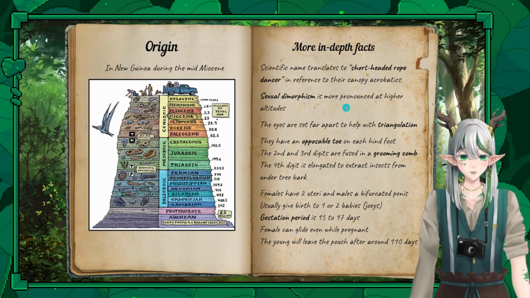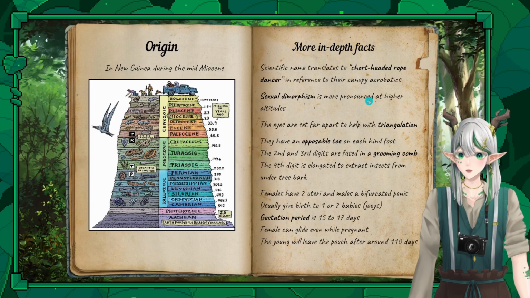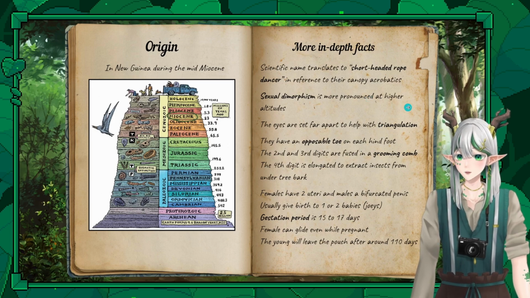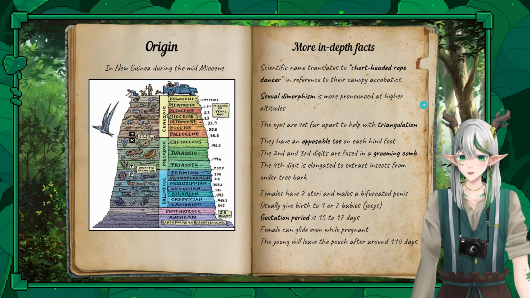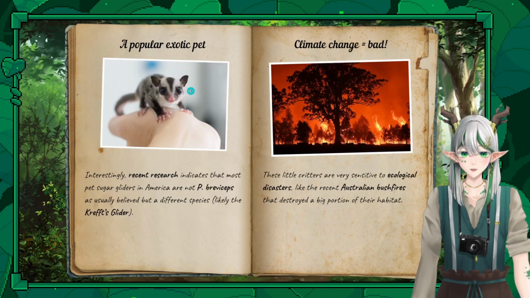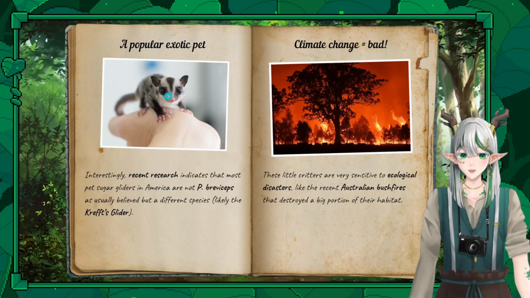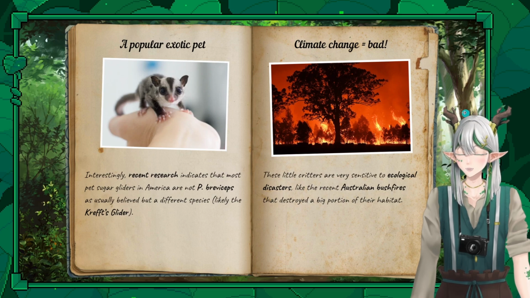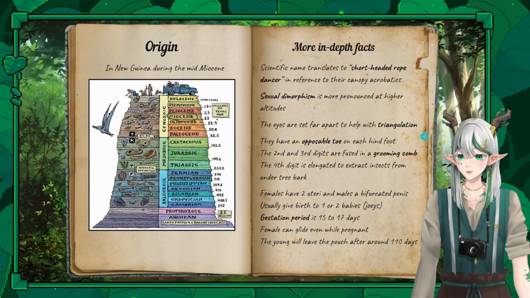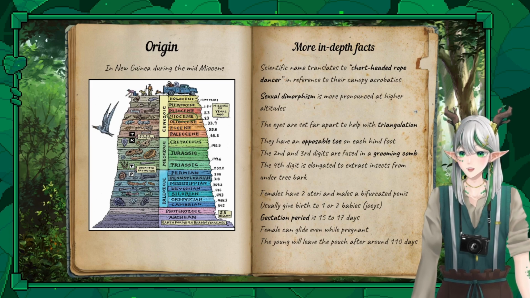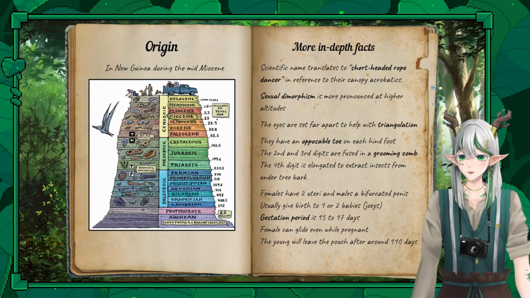The eyes are set far apart to help with triangulation. That's a bit more technical, but what that means is it's also one of the reasons they have big eyes that are so far apart. Maybe I can go back, see, like that. It's a big space between their eyes. And so that's to help them gauge the distances between one tree and the next, to help them glide smoothly from one to the other.